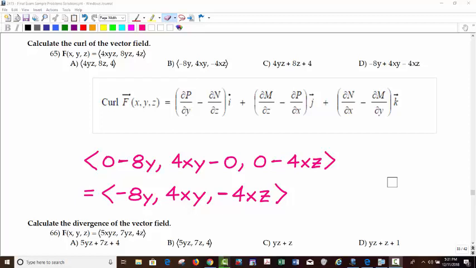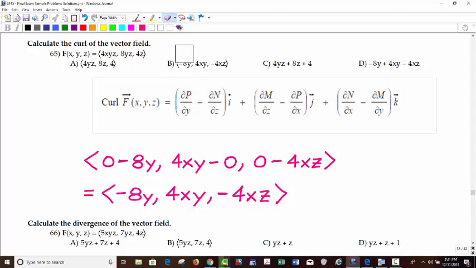Number 65. Now we're getting into the vector fields. Calculate the curl of the vector field. Well, all right, that's pretty easy. Here's the formula. Kind of a plug and chug thing. It's a cross product type of formula. So let's see what we have.